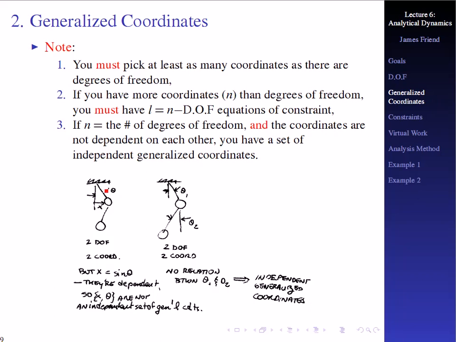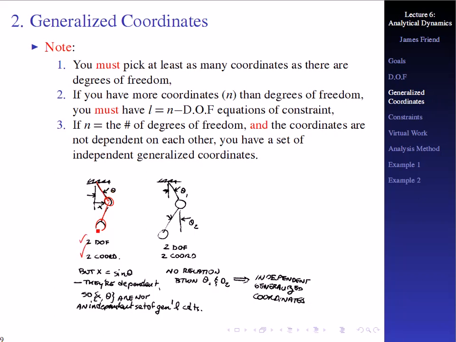Okay, so for example, let's look at a 2 degree of freedom system. We have two bobs right here. Here's one, and here's another. And we have 2 coordinates. Well, if we have 2 coordinates and we have 2 degrees of freedom, we're set, aren't we? Right? 2 degrees of freedom? Well, 2 coordinates, we're done.